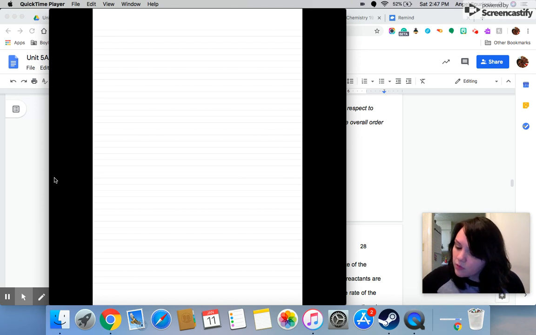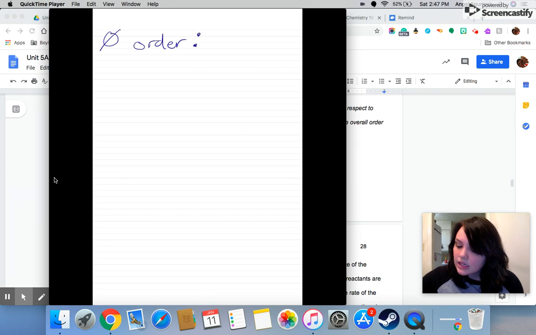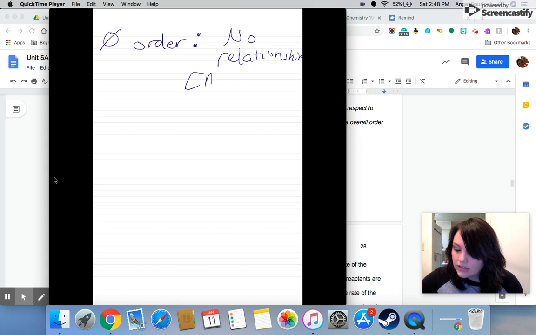So the first type of order that you can have for an individual reactant is zero order. You can also have it for overall, but right now we're just going to talk about individual reactants. What that means is it does not matter how you change the concentration of this reactant, nothing is going to happen to your rate. There is no relationship between the concentration of your reactant and the rate.